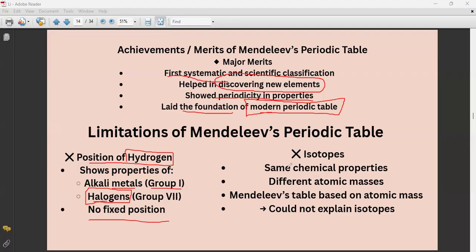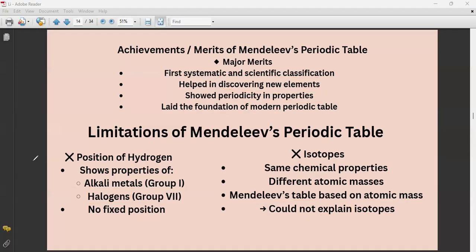Then similarly, we have the isotopes. What are isotopes? Elements which show the same chemical properties, but have different atomic masses. Since Mendeleev's periodic table was based on atomic masses, he couldn't explain the isotopes. Isotopes hadn't been explained in his periodic table. Though they were discovered later, he hadn't said anything about isotopes. So this was also a demerit.